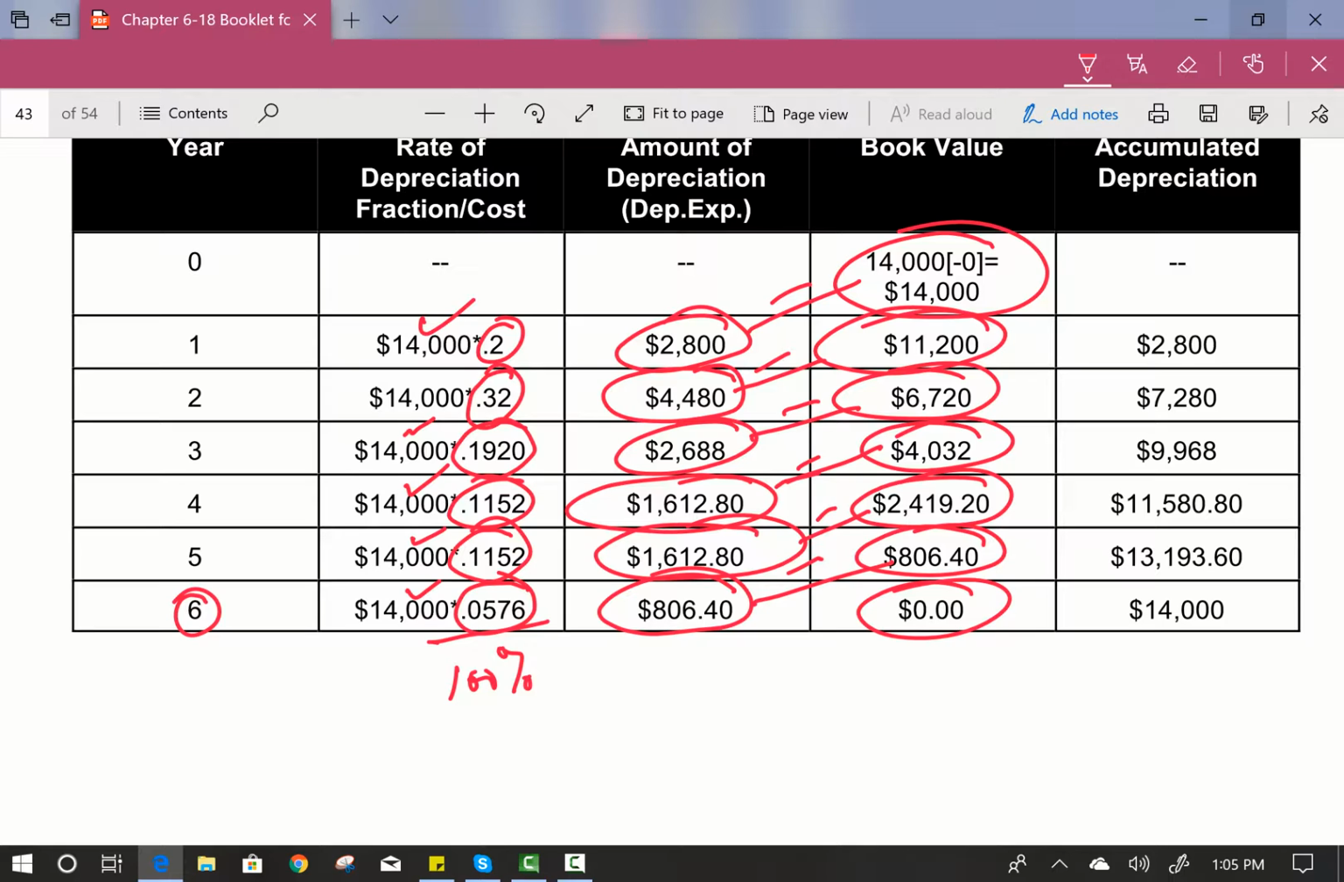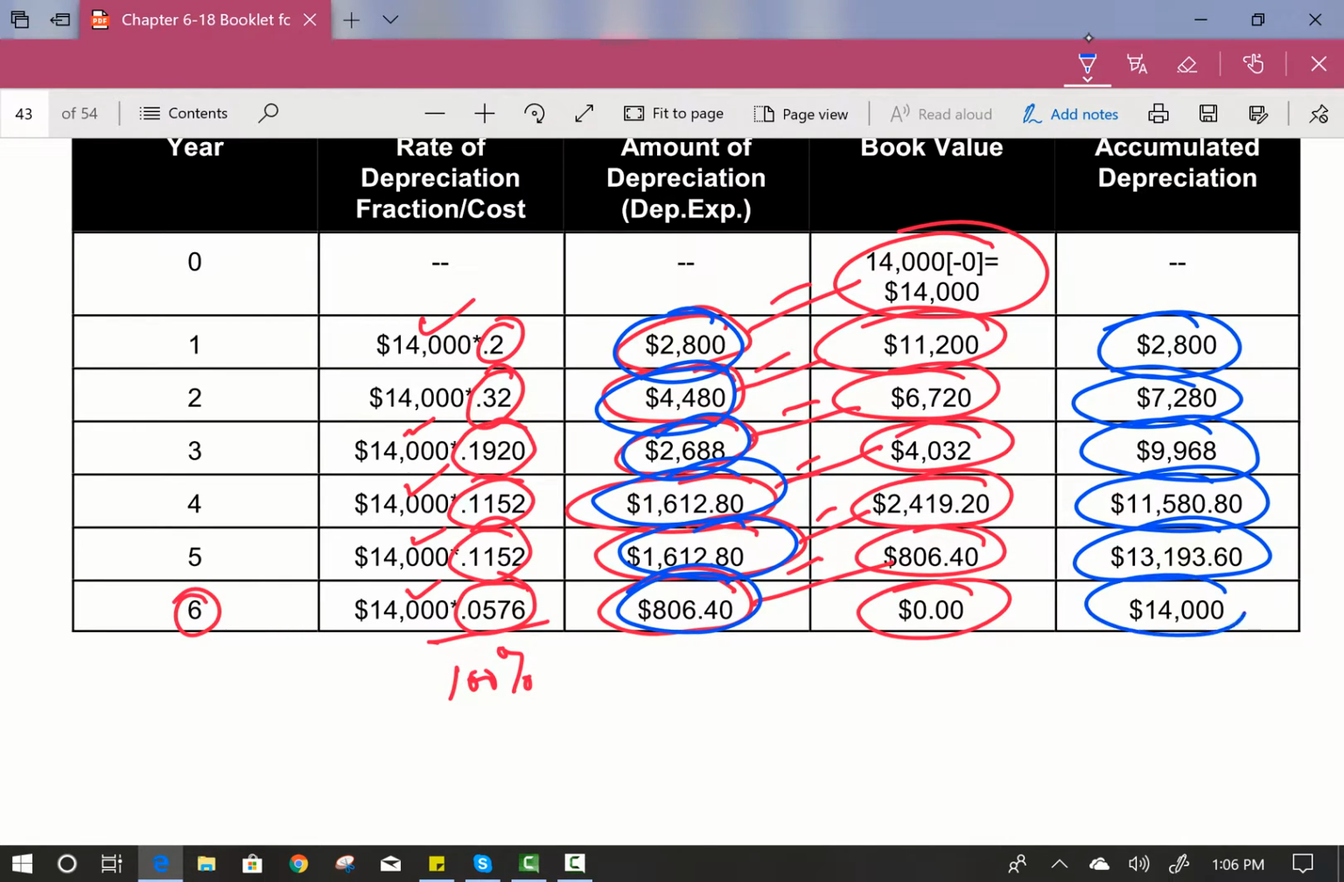Accumulated depreciation just adds up the first year of $2,800, plus the second year of $4,480 equals $7,280, plus $2,688 equals $9,968, plus $1,612.80 equals $11,580.80, plus $1,612.80 equals $13,193.60, plus $806.40 gives you $14,000, the cost of the asset. That's whenever it plays out completely. It will not go greater than the original cost of the asset for your accumulated depreciation.